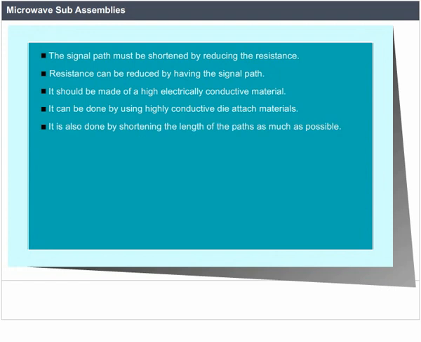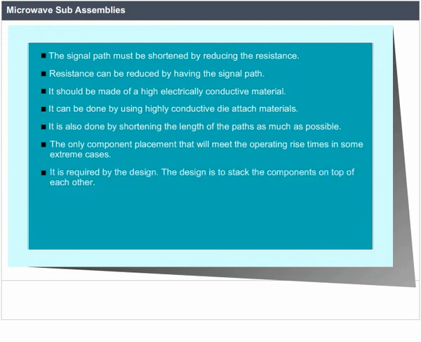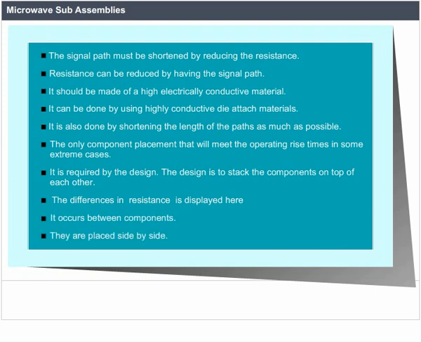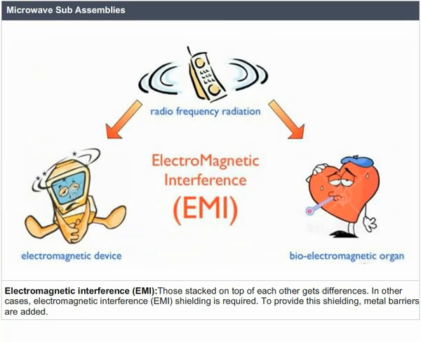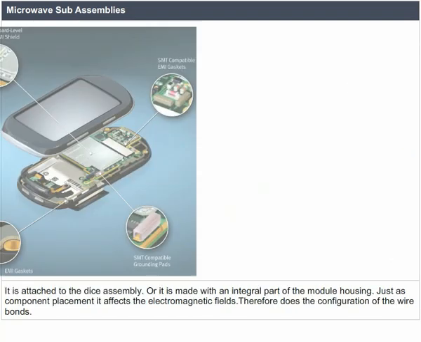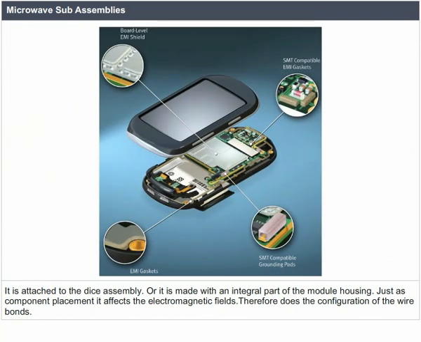In some extreme cases, the only component placement that will meet the operating rise times is required by the design: stacking the components on top of each other. The differences in resistance are displayed here between components placed side by side and those stacked on top of each other. Electromagnetic interference, EMI. In other cases, EMI shielding is required. To provide this shielding, metal barriers are added, either attached to the die assembly or made as an integral part of the module housing.